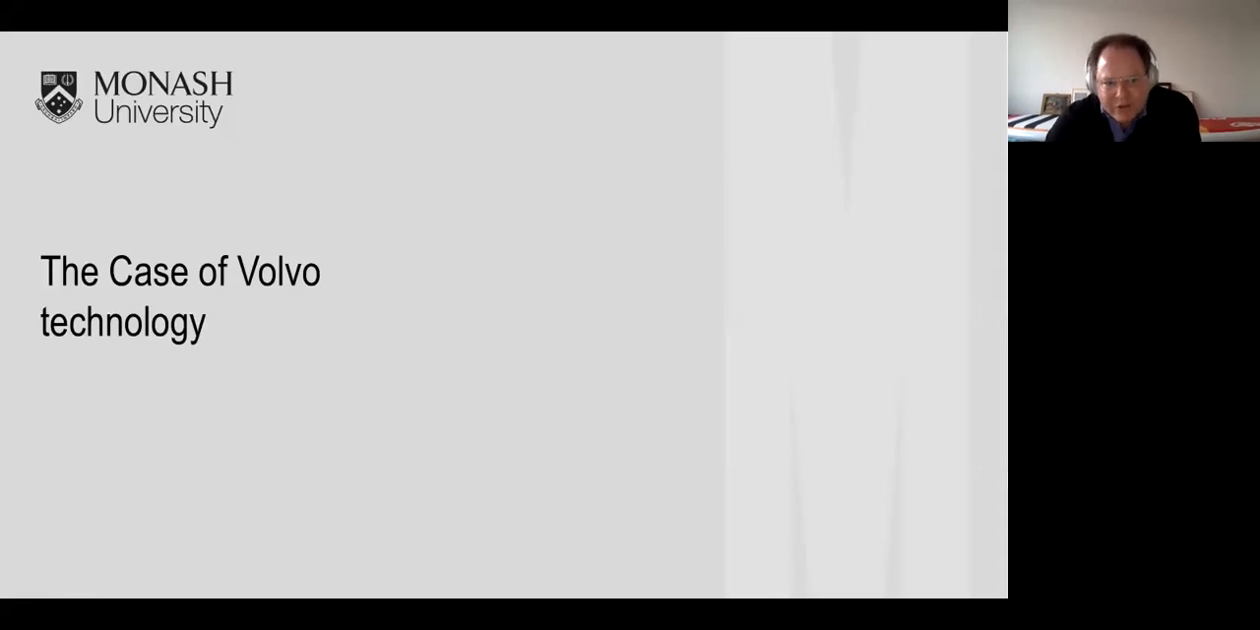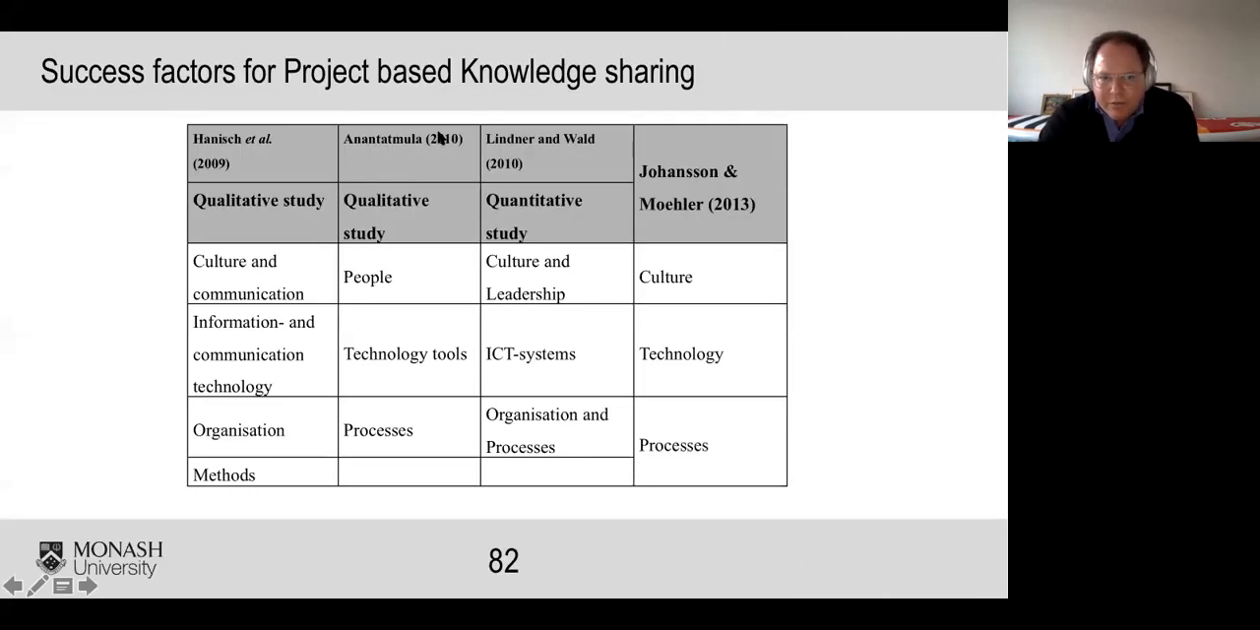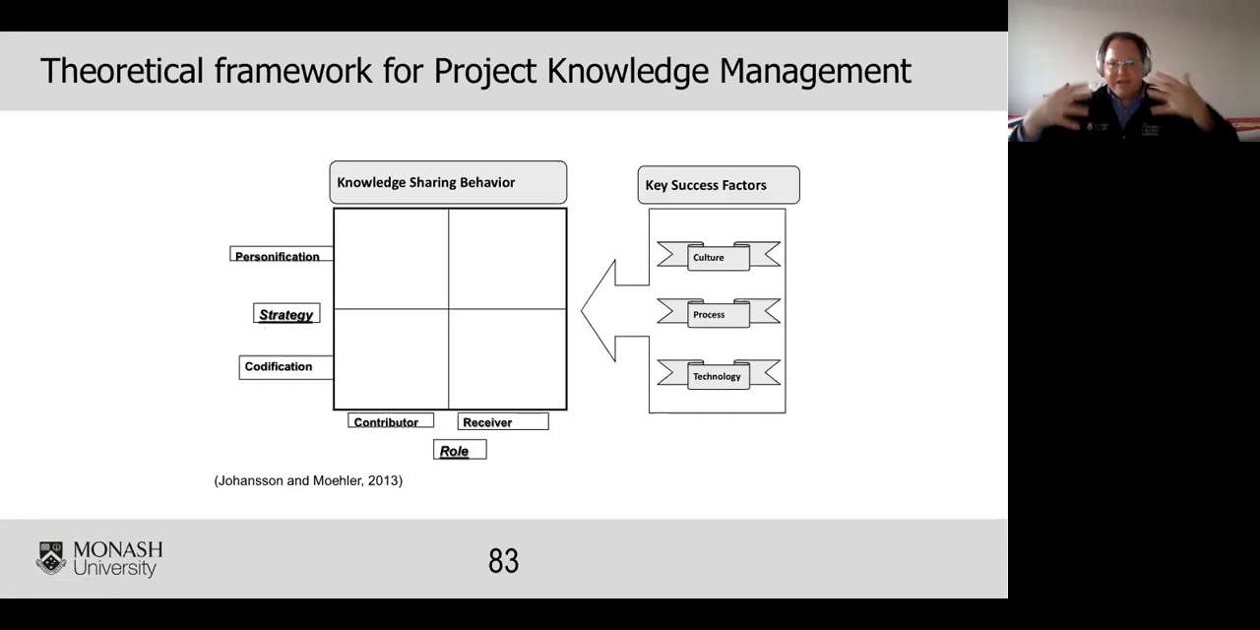So in Volvo Technology, this was literally the case that I mentioned earlier. We were interested in looking at knowledge sharing. So this is very specific. And if you go into the literature, the references we have covered, you will see culture and communication, information and communication technology, and the processes of organizations are key drivers of how successful this is. But just to get a feel for what knowledge management actually is, I wanted to show you the mechanisms that are behind it.